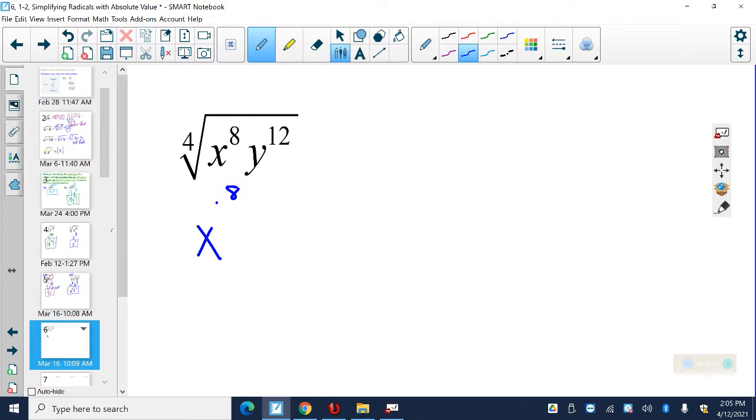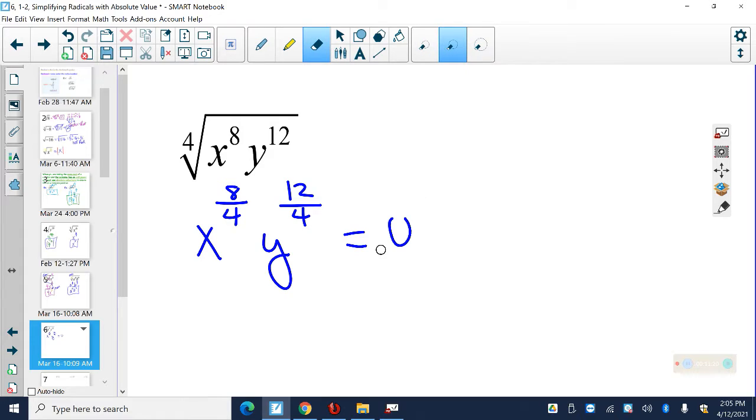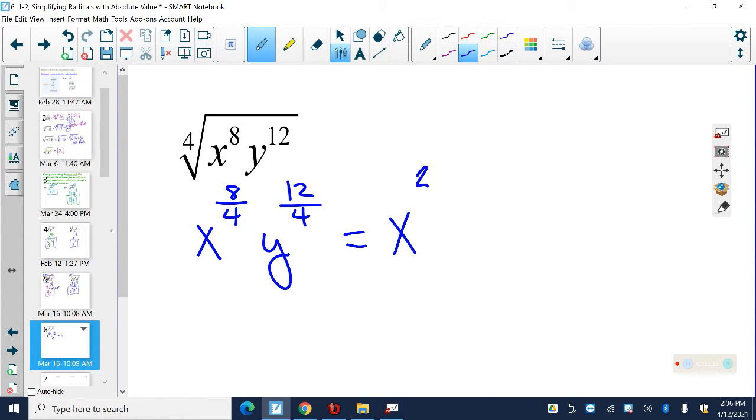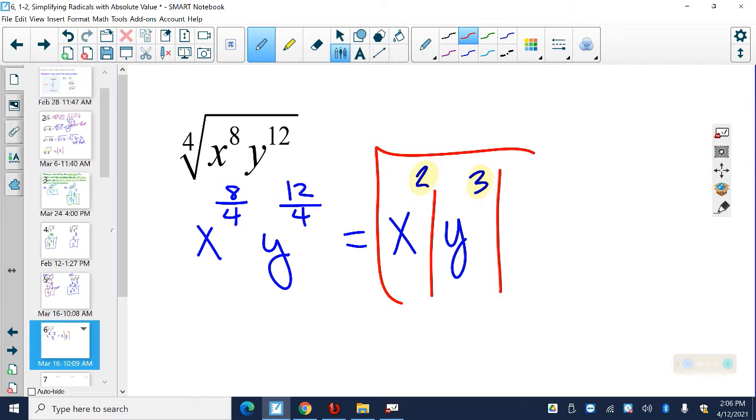X, my power is 8, my index is 4. Y, my power is 12, my index is 4. What is 8 divided by 4? So x squared and y to the third. Did I take an even root? Yes. Now, I have two variables. This right here is x squared. Do I need absolute values around the x squared? No. Do I need absolute values around the y cubed? Yes, which means I only have to ensure that the y is positive. The x will always be positive because whenever I square anything, it's always positive.